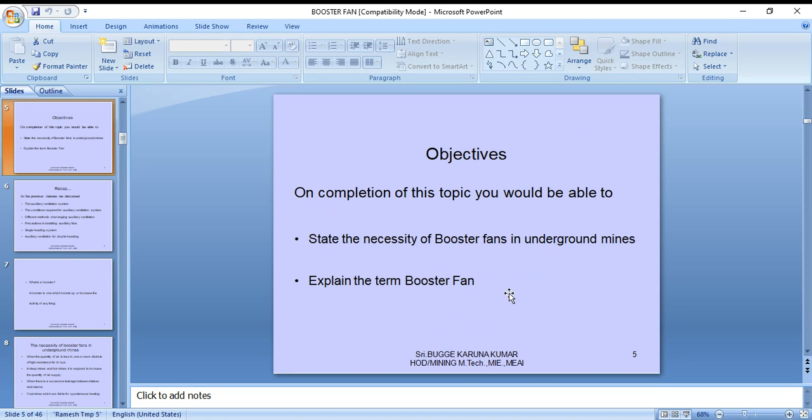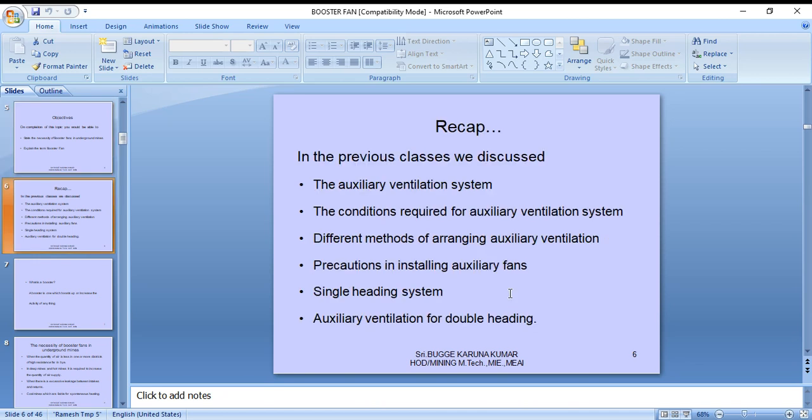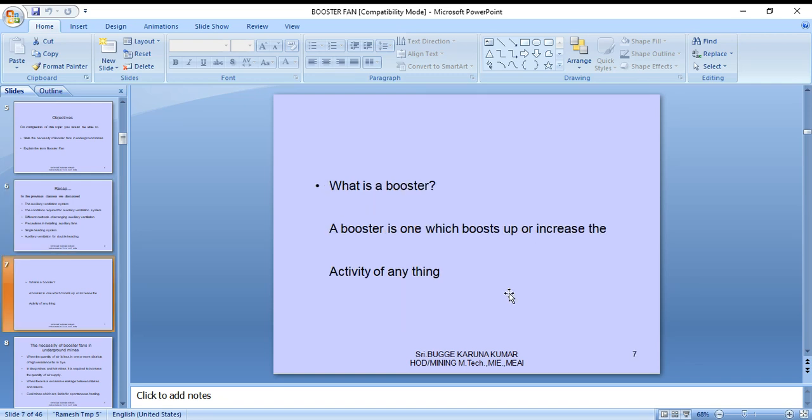On completion of this topic, you will be able to explain the necessity of booster fans in underground mines and the terms of the booster fans. In the previous class we discussed the auxiliary ventilation system, the conditions required for auxiliary ventilation, different methods of arranging auxiliary ventilation, precautions in installing auxiliary fans, single heating system, and auxiliary ventilation for double heating.